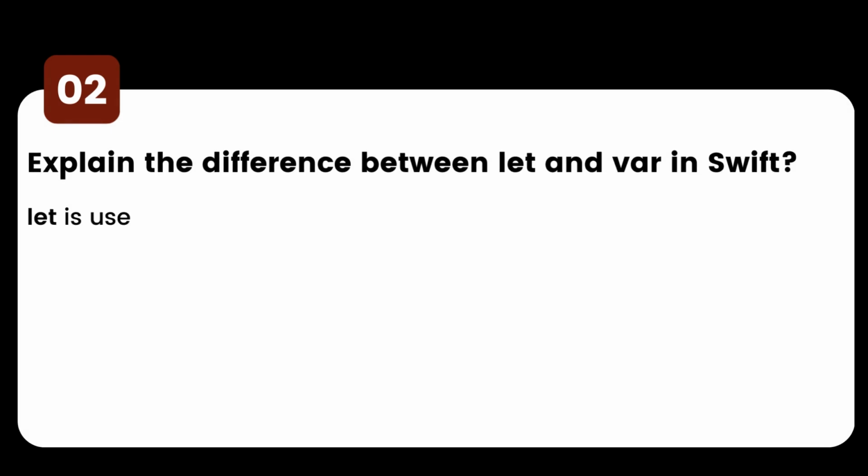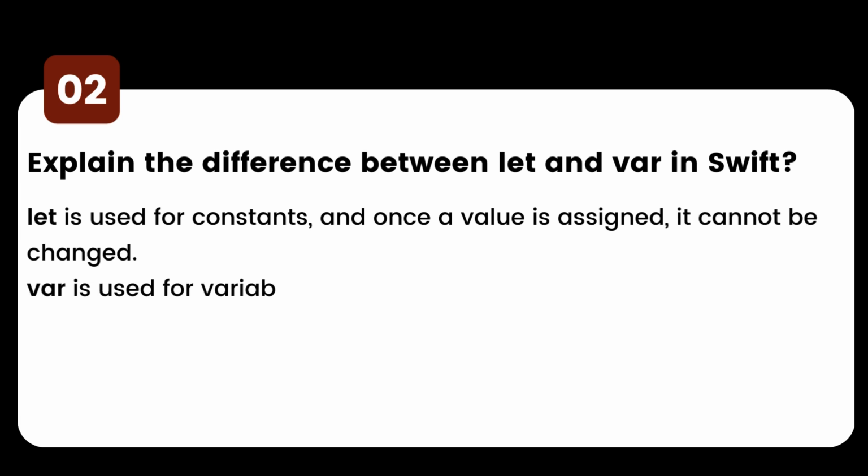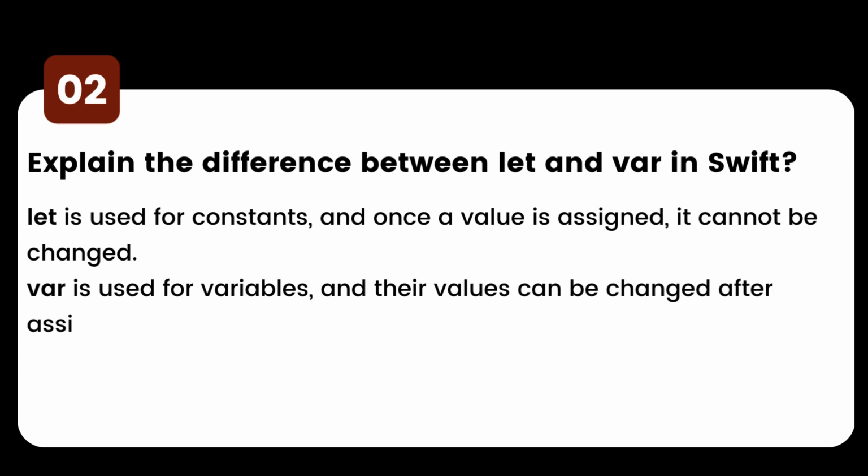Next, explain the difference between let and var in Swift. Let is used for constants and once a value is assigned, it cannot be changed. Var is used for variables and their value can be changed after assignment.